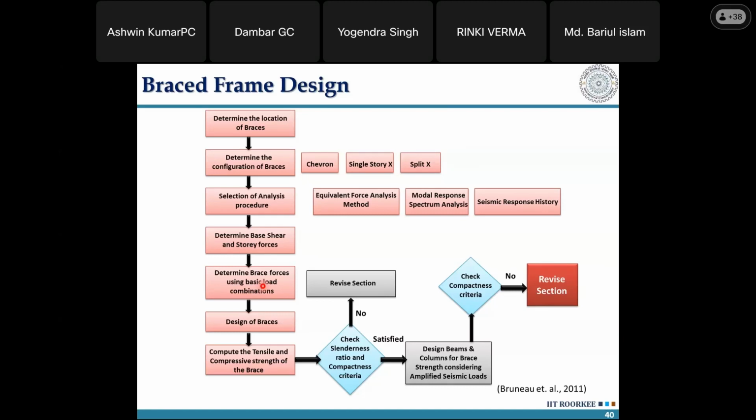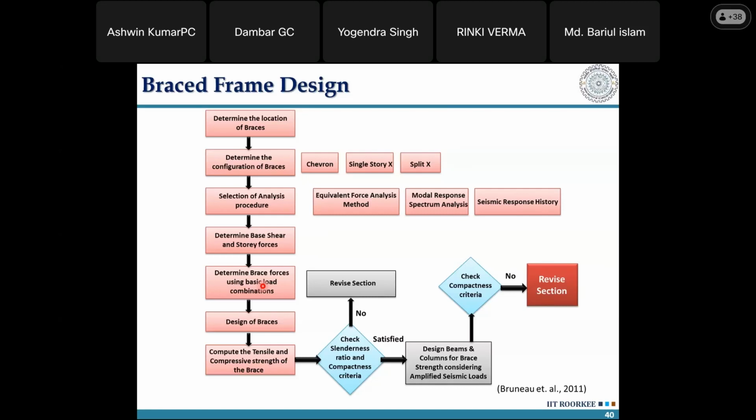So let's understand. We have determined the base shear, then we'll find out the story forces. With respect to the story forces, we'll use the load combination given in either 1893 or 800. The basic seismic load combination we'll use, and we'll find out the forces in the braces. At a particular floor, you'll have two braces, let's say. One will be in tension and one will be in compression. You have to fundamentally understand that if you have one brace in tension and one brace in compression for a CBF system, which is going to govern the design? Is it tension or compression? In 99% of cases in a CBF system, it is compression which governs the design.